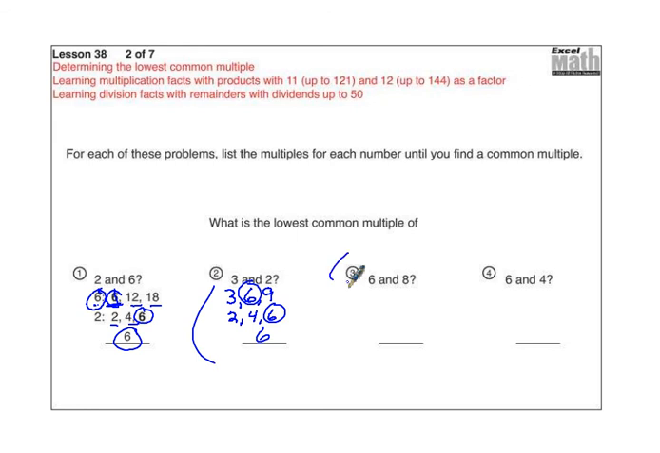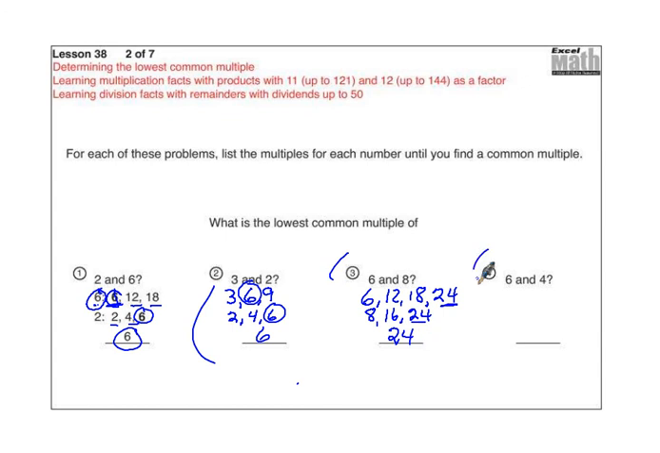And then I'd like you to pause the video and try just number 3 on your own. Turn it back on when you're ready to see the solution to that one. All right, you should have listed the multiples of 6: 6, 12, 18, 24. And then the multiples of 8: 8, 16, 24. Oh, and then we get a 24 in both lists. And the answer is 24.